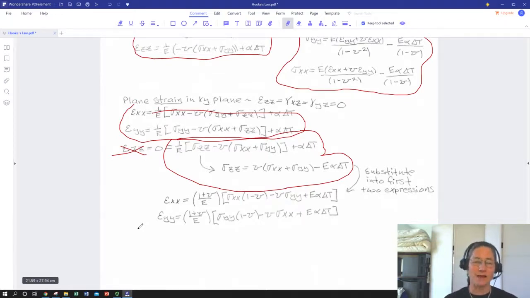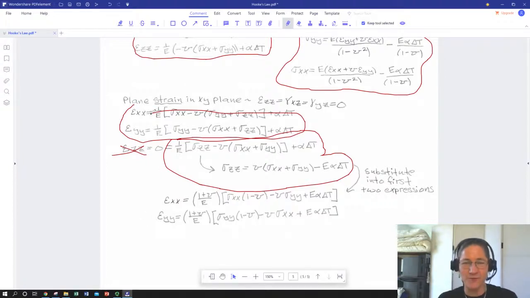So getting some practice, using expressions, plugging in, seeing what you get, and of course making sure you keep track of signs. That's the last warning. Remembering that each one of these can have positive or negative. We can be in compression or tension. We can have positive or negative shear. So other than that, that's it for Hooke's law. A lot of math, but fairly straightforward.